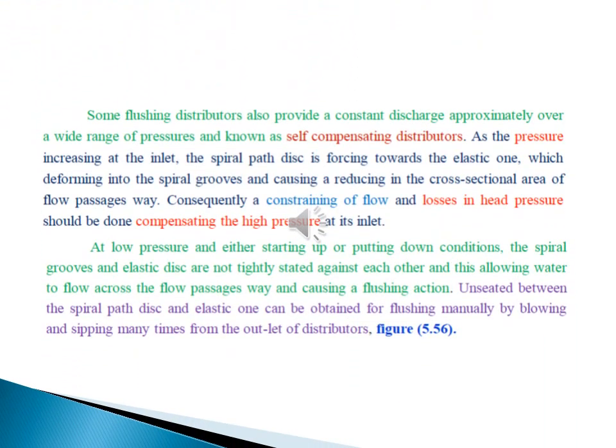Some flushing distributors also provide a constant discharge approximately over a wide range of pressure and are known as self-compensating distributors. At low pressure and either starting up or shutting down conditions, the spiral group and elastic discs are not tightly seated against each other, and this allows water to flow across the flow passageway, causing a flushing action.